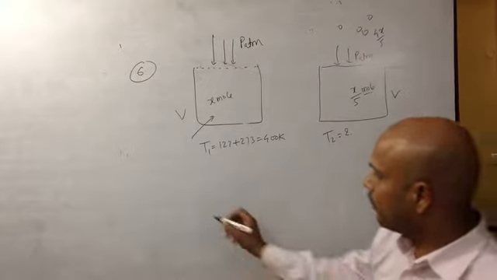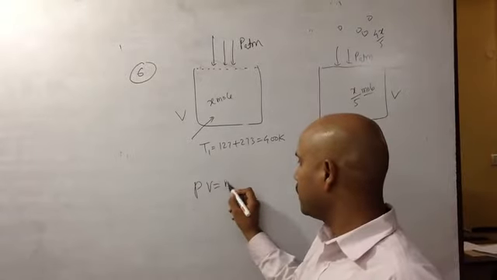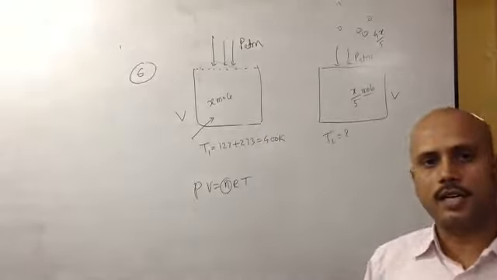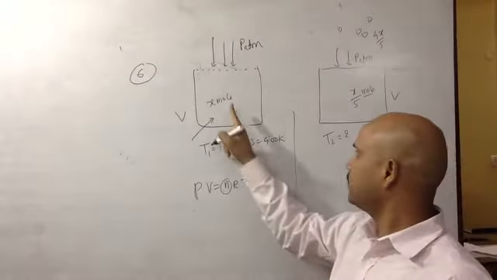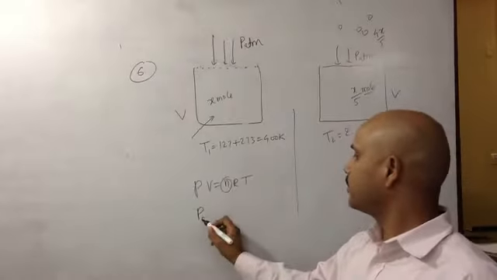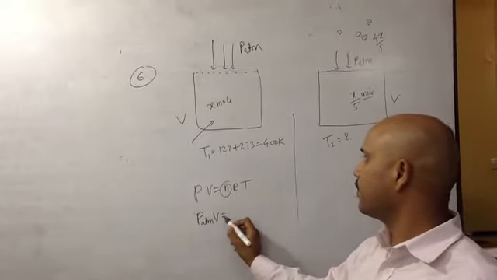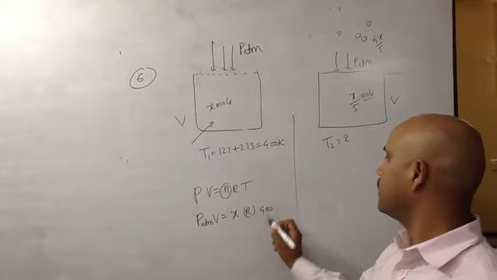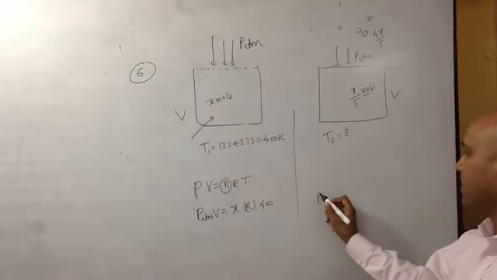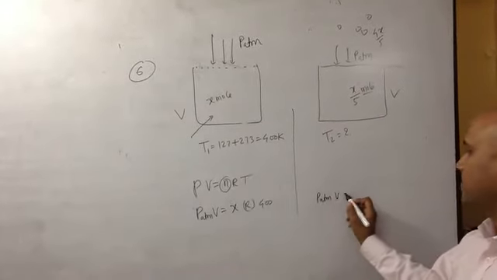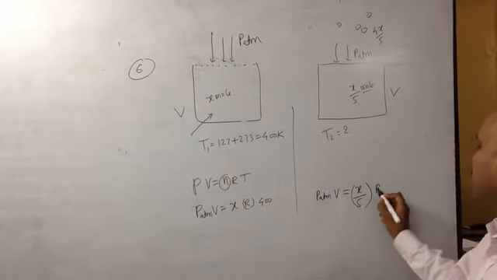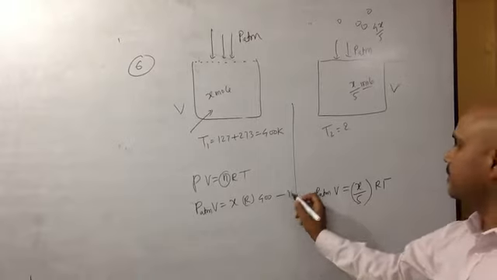Keep in mind, in this formula, PV equal to nRT, n is the number of mole which is in the container. Therefore, we write PV equal to nRT here. Pressure is P atmospheric. Volume is V. n is x. Temperature is 400. Similarly, we write P and RT here. P atmospheric, volume remains same. Number of mole inside the container is x by 5, RT. Divide first by second.